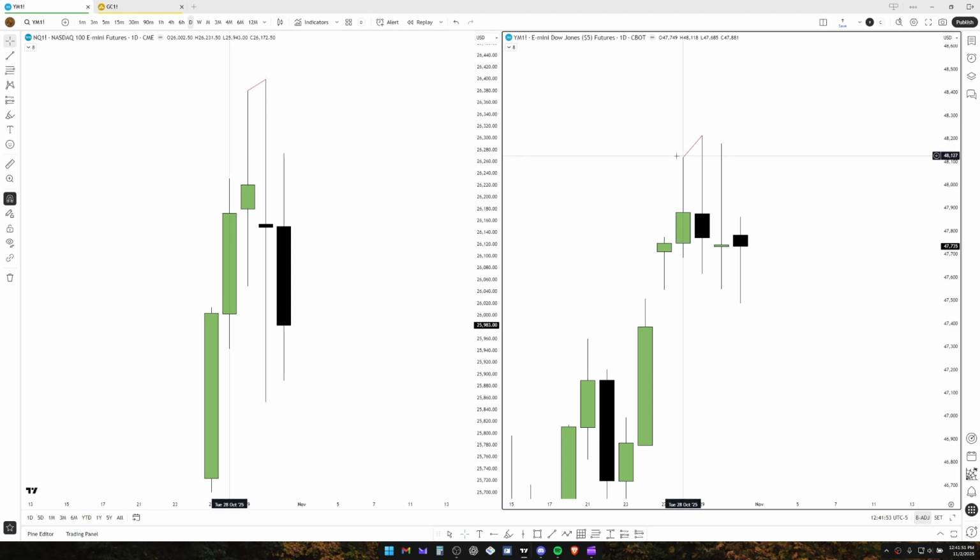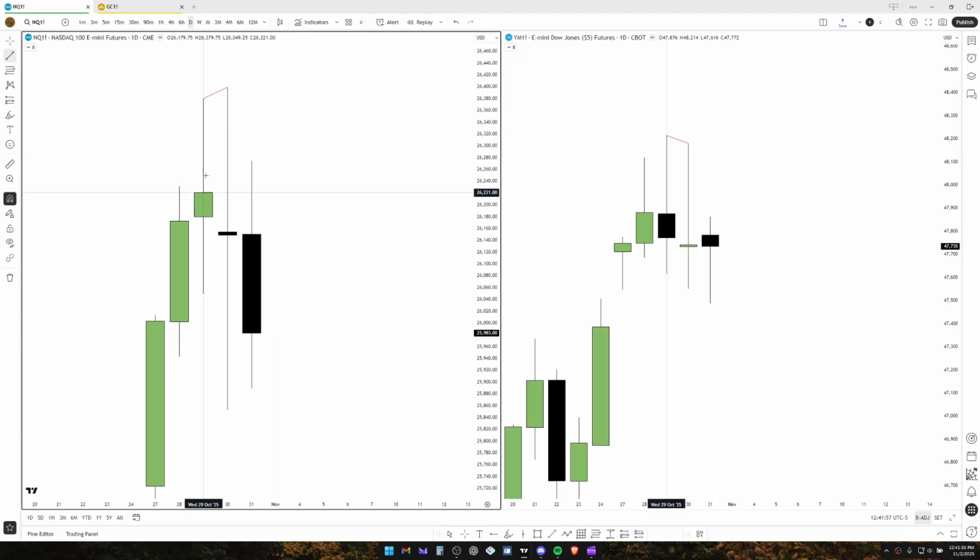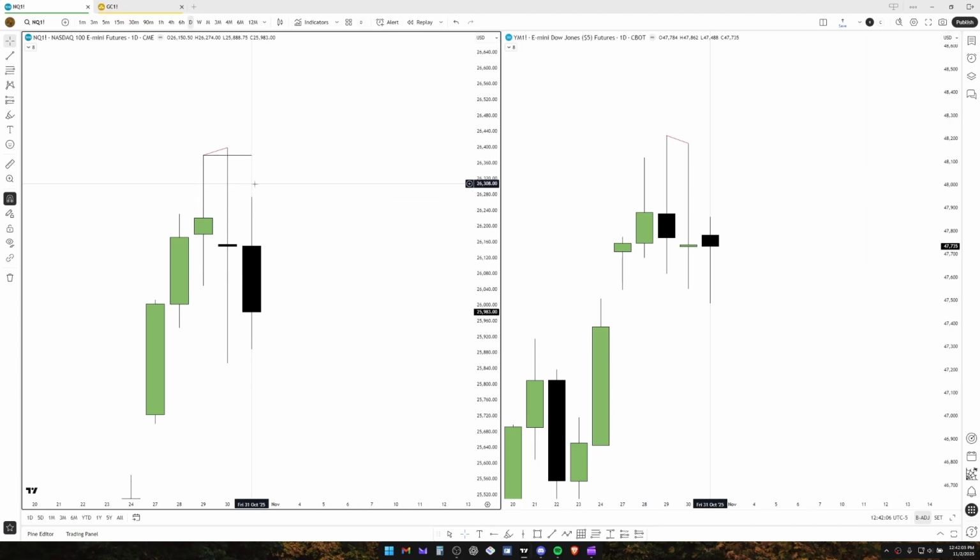Like this. So NQ took the high on the daily, created the C2 candle, and then the next day I was anticipating the sells because this would be candle 3 on Friday.